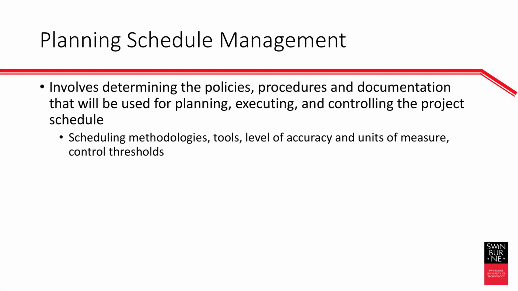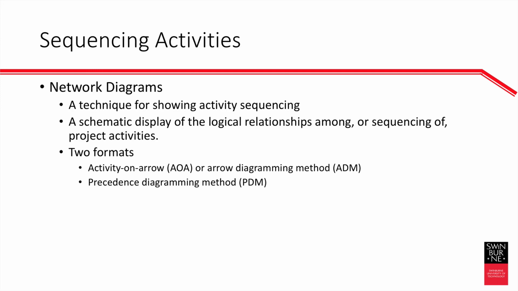Planning schedule management involves determining the policies, procedures, and documentation that will be used for planning, executing, and controlling the project schedule. Scheduling methodologies, tools, level of accuracy, units of measure, and control thresholds need to be determined. How accurate do you need to be for planning purposes? It can never be perfect. What do you need to know? Agile has a whole methodology around how accurate you need to be or don't need to be.